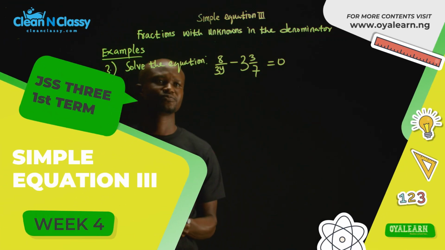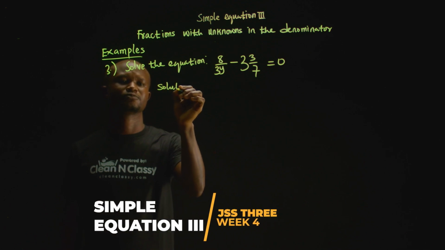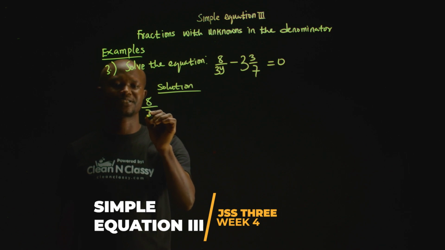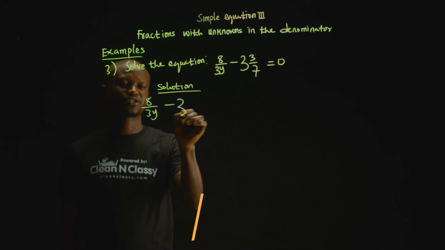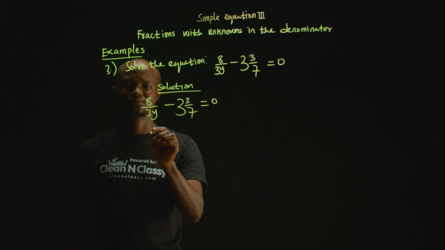Solve the equation. Solution. We have 8 divided by 3y minus 3 over 3 over 7 equals 0.